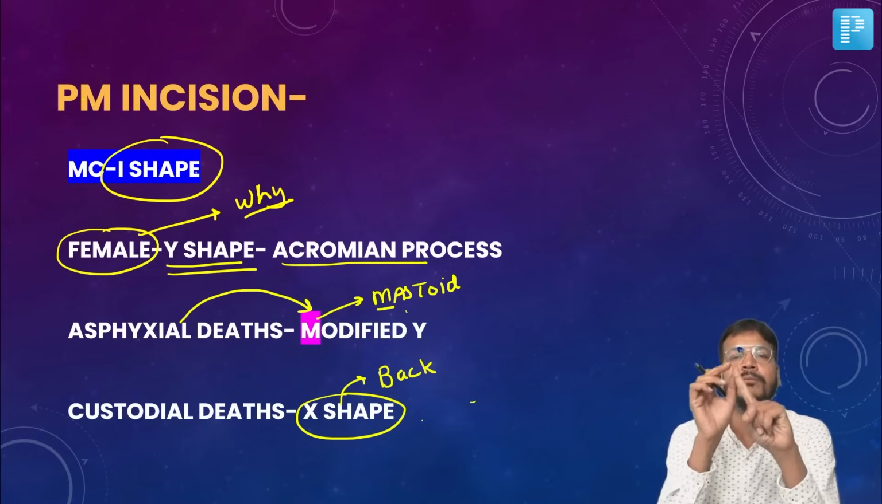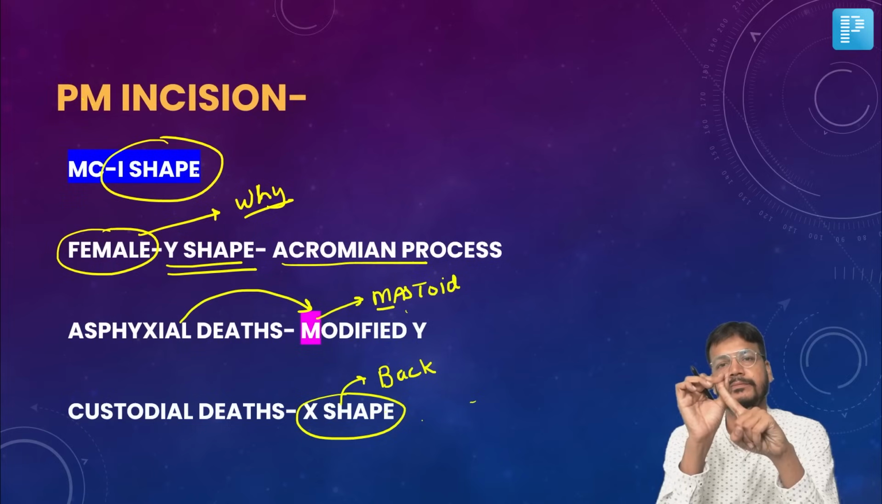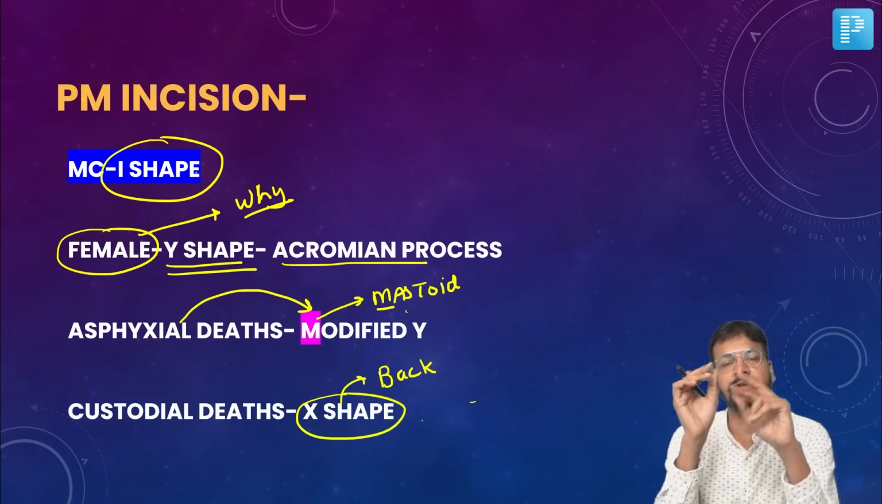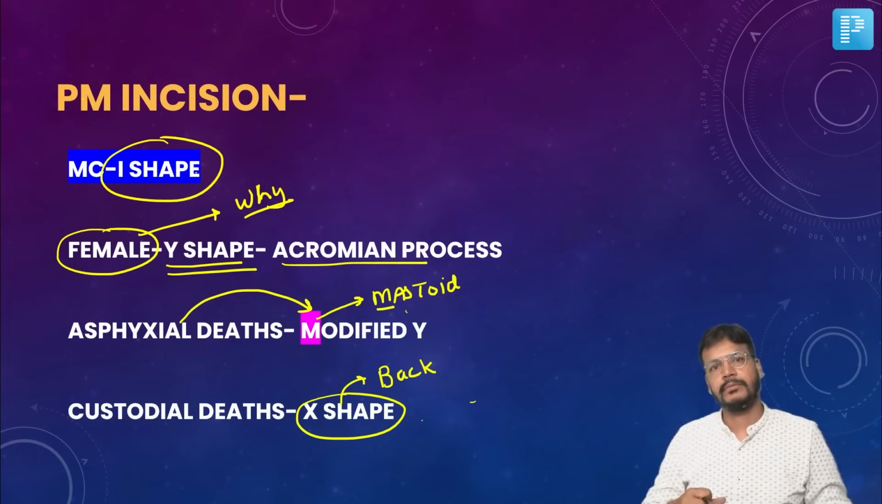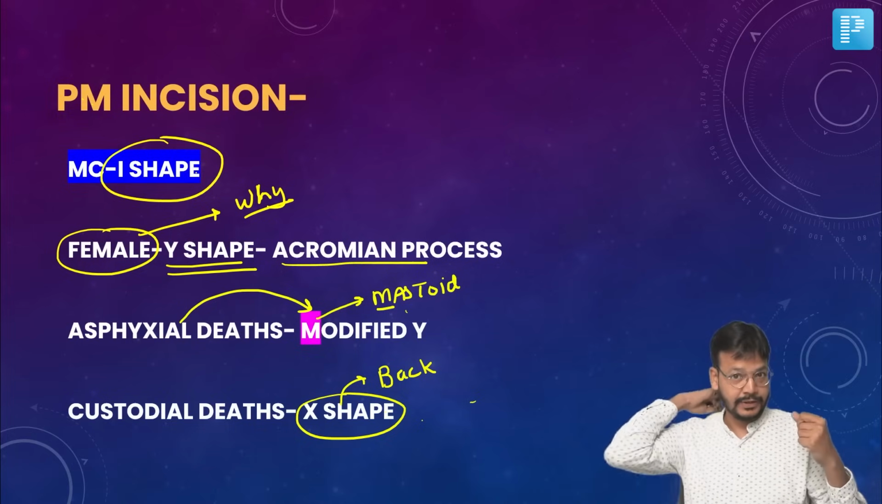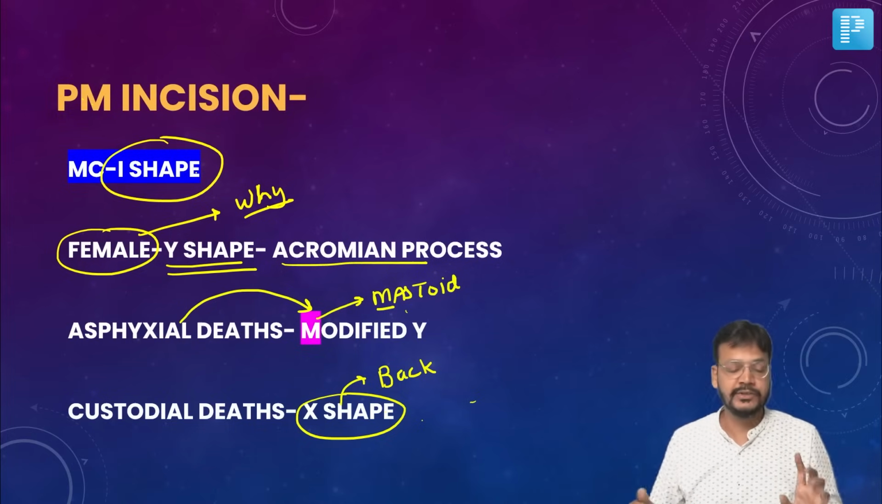Most common is the I shape. Female, Y shape, starting from the acromion process. Okay, done. Custodial death, X shape, and modified, M modified, starts from the mastoid process.